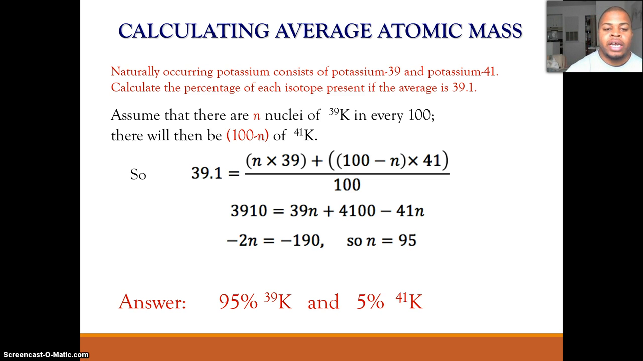This also gives you an idea of why we have an atomic mass of about 39.1 AMUs when we deal with specifically potassium on our periodic table.